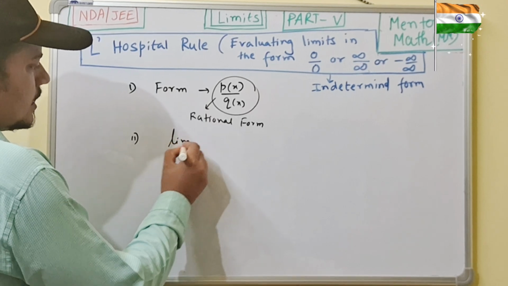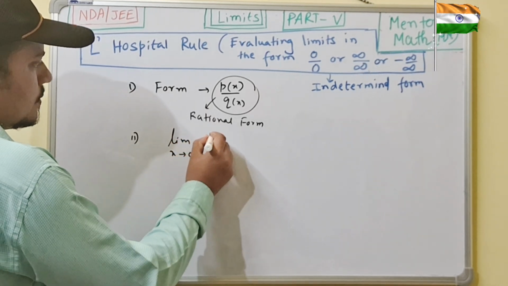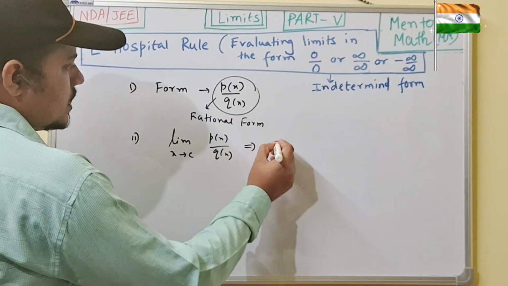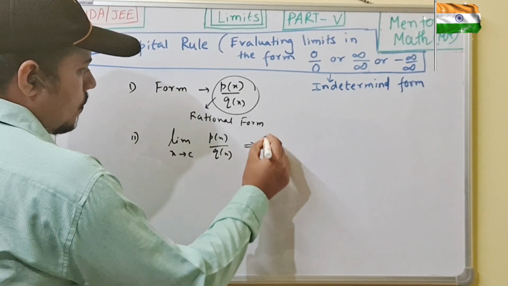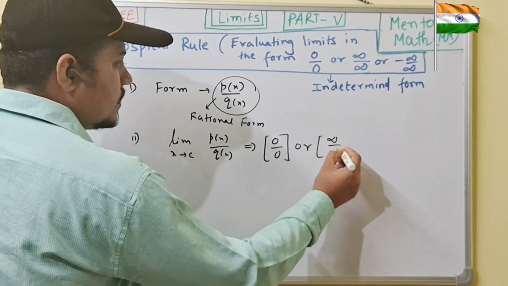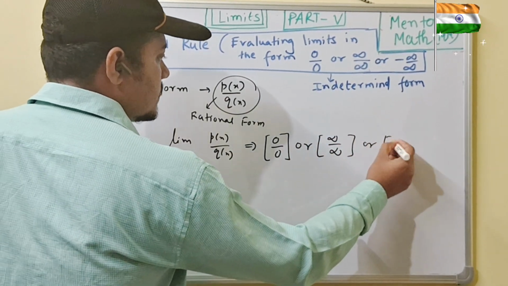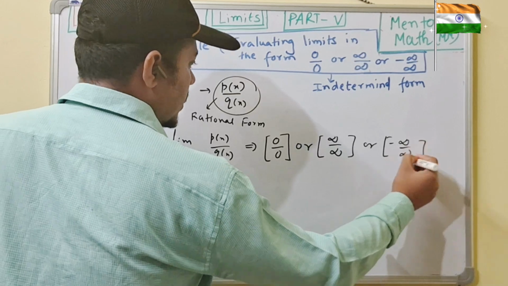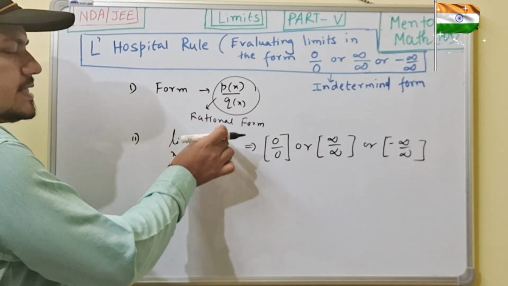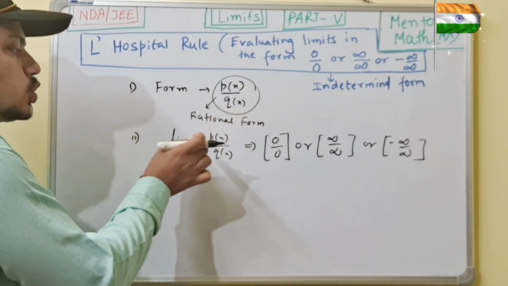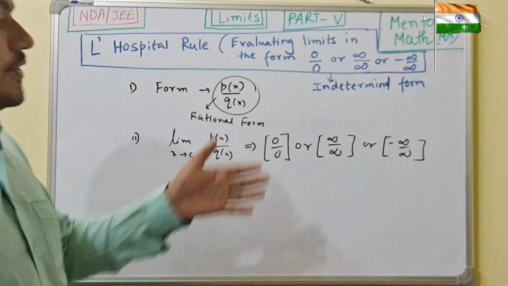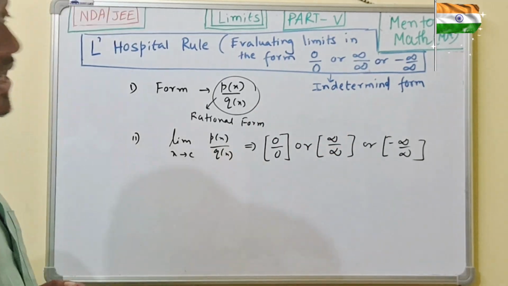Let us take limit x tends to c, p(x) by q(x). It should be 0 by 0 form, infinity by infinity form, or minus infinity by infinity form. That is your indeterminate form. When you replace x by c, the numerator becomes 0 and the denominator also becomes 0.